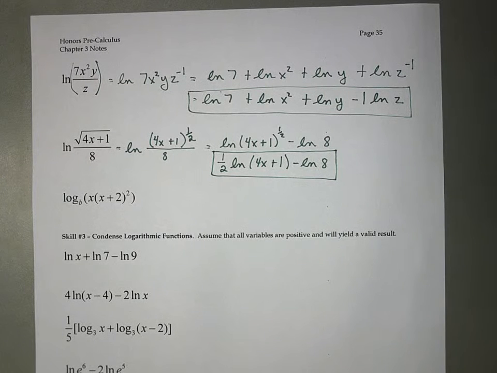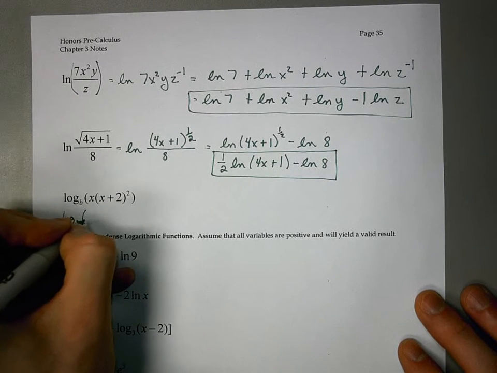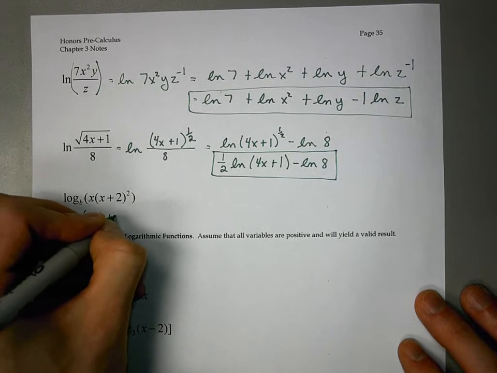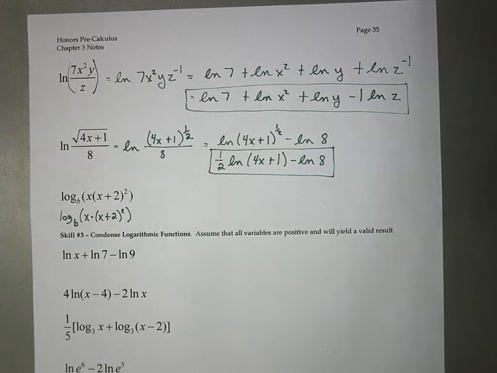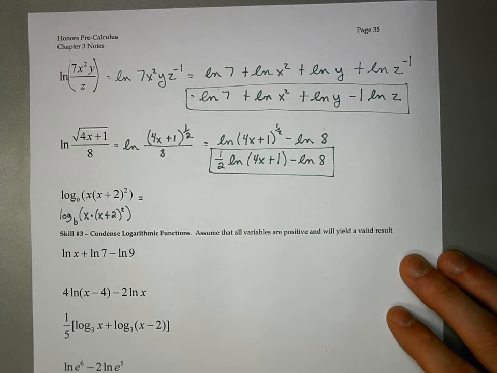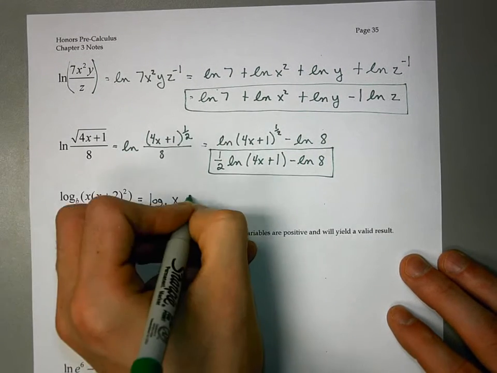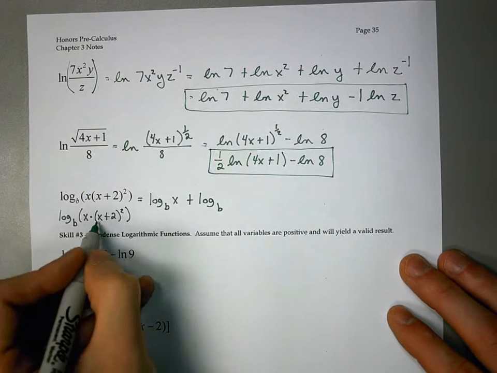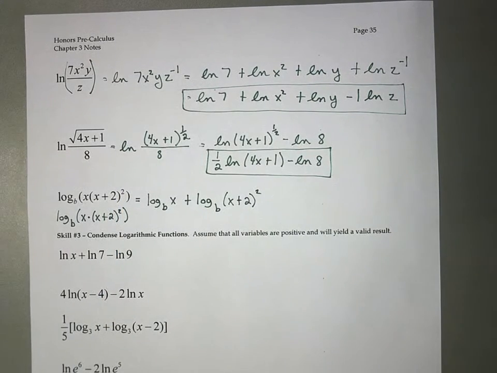The final one then, log base b of x times x plus 2 quantity squared. This right here is the same thing as saying log base b of x times x plus 2 quantity squared. So inside there, I've got a product property and a power property. So we'll start out with our product property. Log base b of x, I'm going to take my first spot, and then I'm going to add log base b of the second quantity that I've got, which is x plus 2 quantity squared.